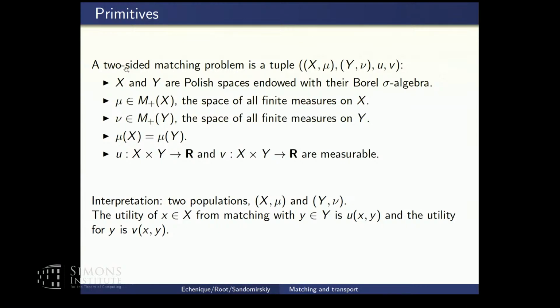And then u and v are two functions, which are going to be the two utility functions. Any questions about the model? No. So, for example, an example of this is the example that I was showing you before, where the agents were situated on the real line, and you have some density that describes the two populations. That's one example.